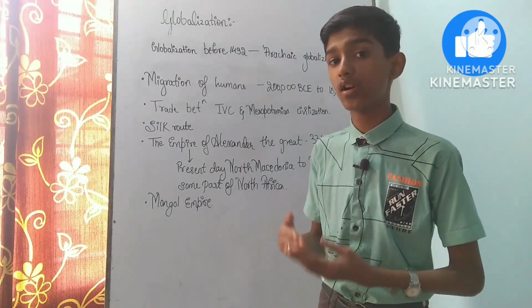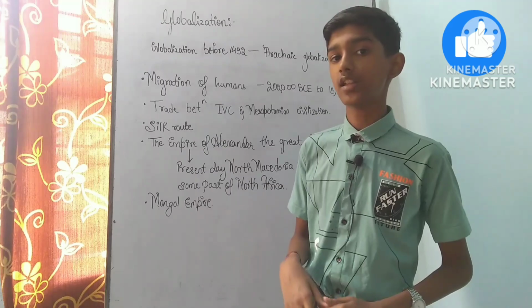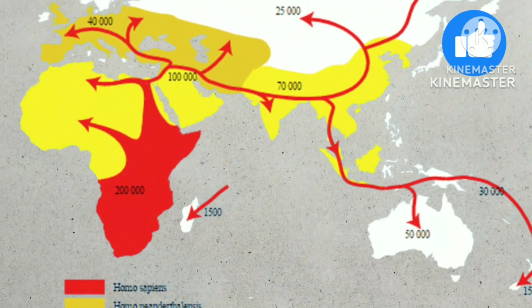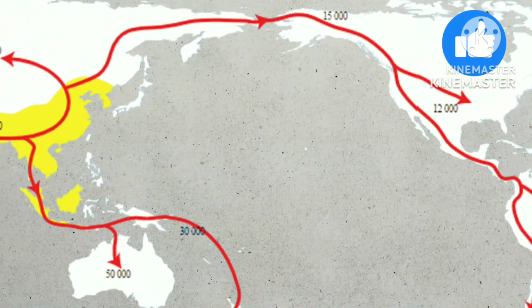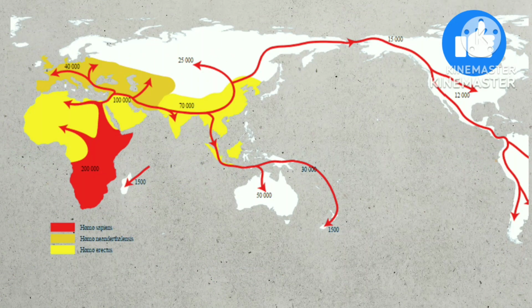I have made a video about world history. You can watch it here. This map depicts how our ancestors moved from East and South Africa to other parts of the world according to time. So, if you want me to make a dedicated video on this topic, I will bring it for you as soon as possible.